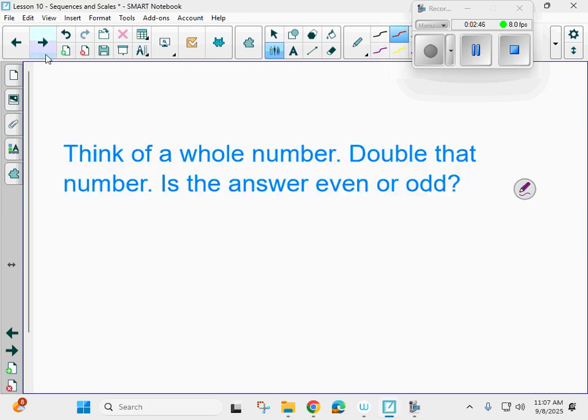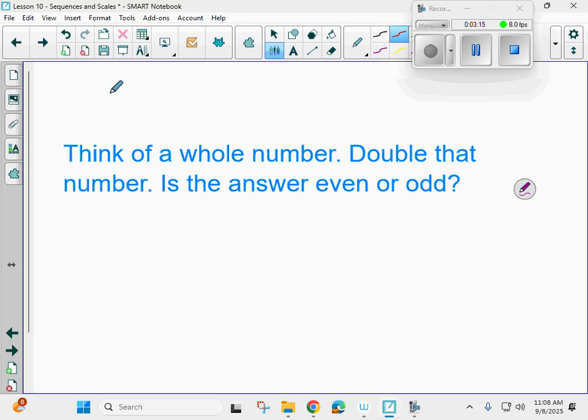Think of a whole number. Everybody write down a whole number. A whole number is any number starting with 1 and up, or 0 and up, I guess. Any number, but no fractions. Now double that number. Is the number that you got after you doubled it even or odd?